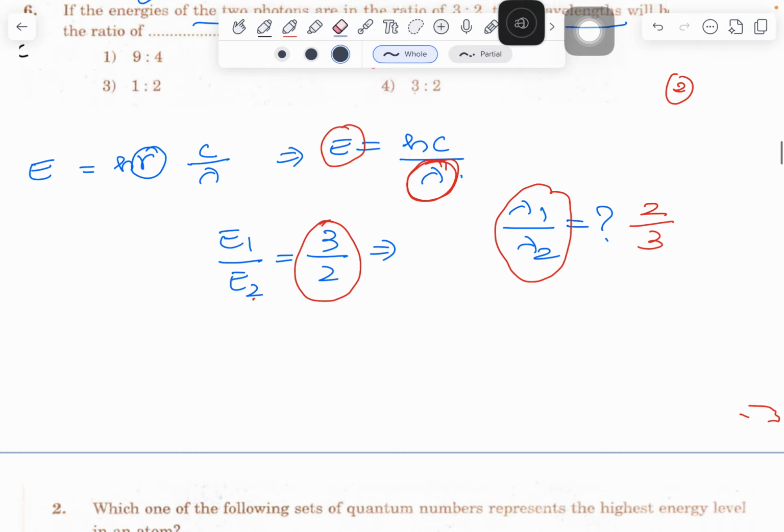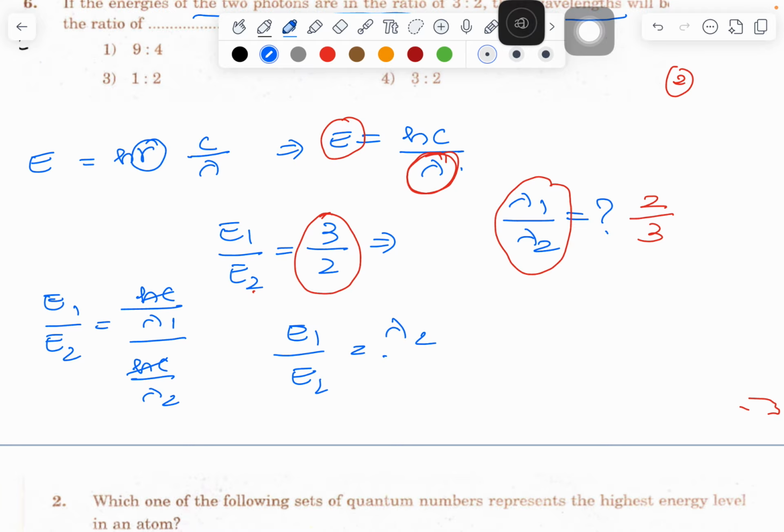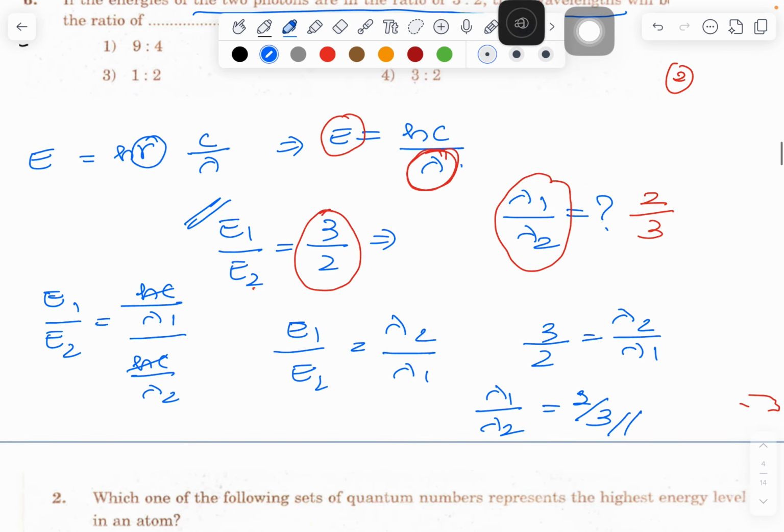Formula wise, we have E1 by E2. Write the E1 formula hc by λ1 divided by hc by λ2. The common terms cancel out, and λ2 comes up to the numerator: E1 by E2 equals λ2 by λ1. E1 by E2 is 3 by 2, which equals λ2 by λ1. They want the ratio of λ1 divided by λ2, so it will be 2 by 3. This way also you can go, or that way, according to your choice.